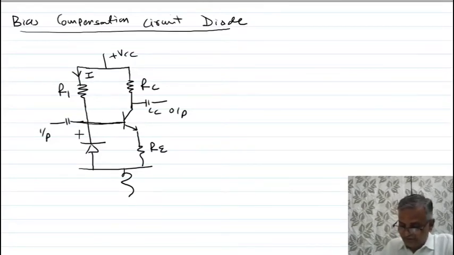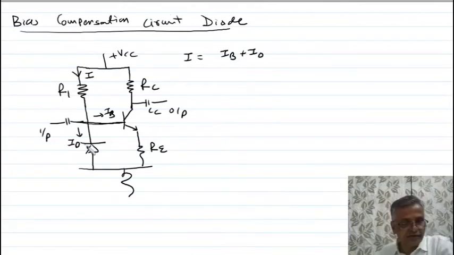Let us say here current I is flowing, and let me say IB and IO. So I is nothing but IB plus IO, where IO is the reverse current flowing through the diode. The diode is made up of the same material from which the transistor is made, both having the same temperature coefficient. So the diode is kept very close to the transistor.